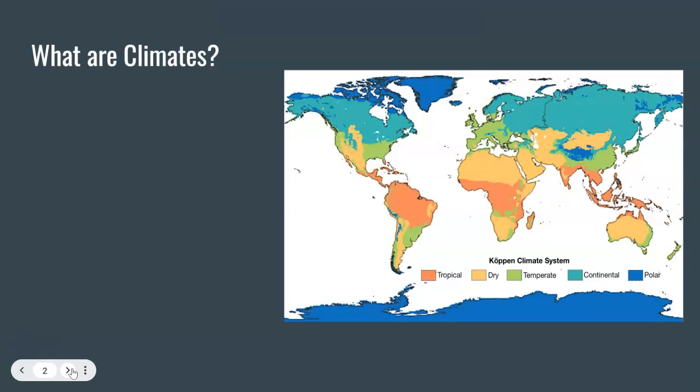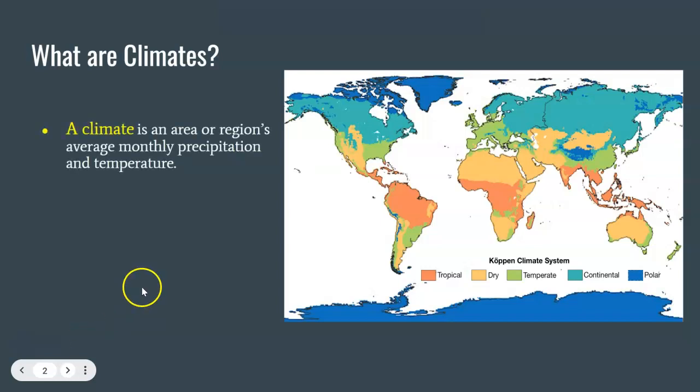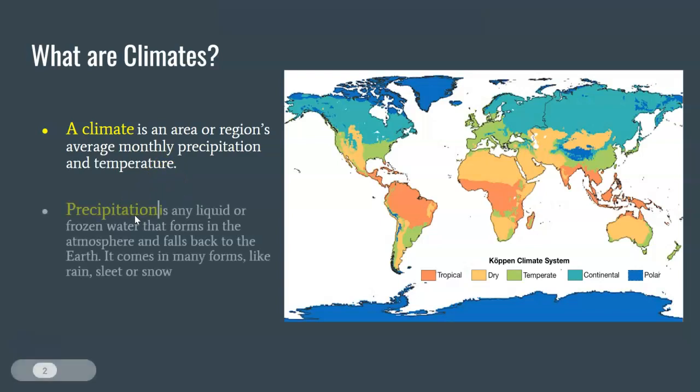So if you look on your notes, they kind of mirror the slides. Some will skip, but most of them will go along with what you see here. So what are climates? Well, a climate is an area or region's average monthly precipitation and temperature. So it's two things combined into one. And remember that precipitation is any liquid or frozen water that forms in the atmosphere and comes back to Earth. So rain, sleet, snow. If you want to just even write down rain, sleet, snow to remind yourself, that's fine.